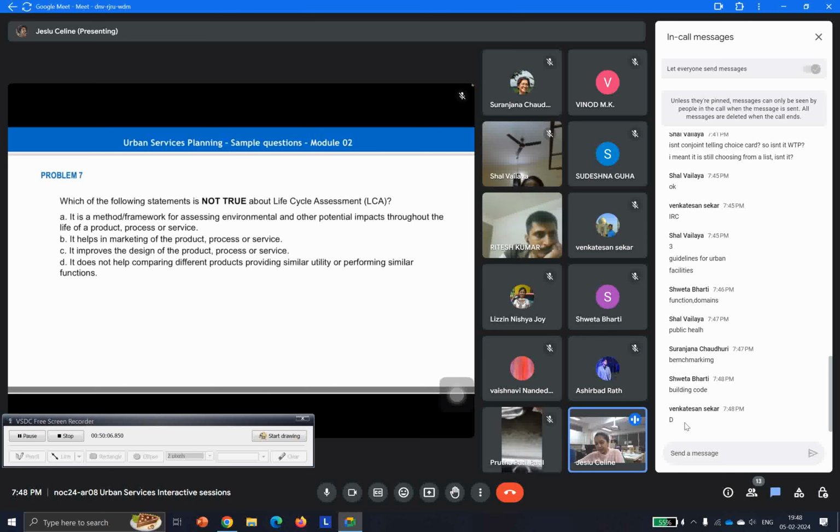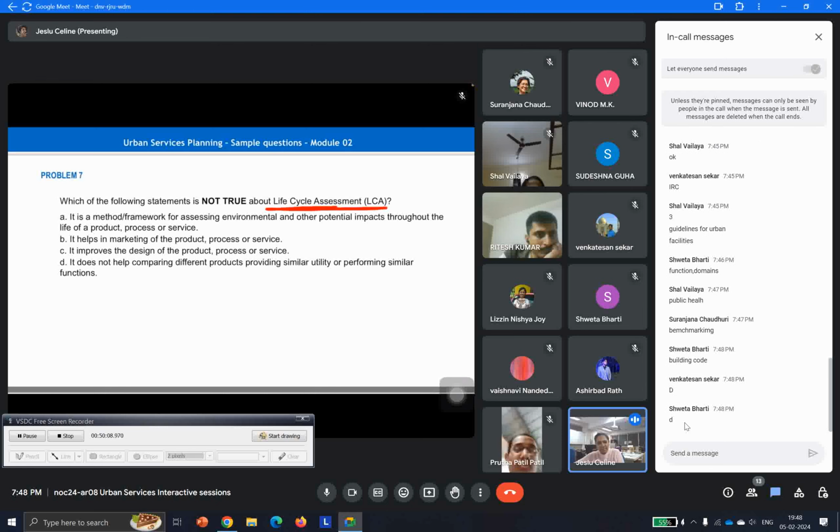So we are talking about life cycle assessment. What is life cycle assessment? Okay, a lot of people have answered it again. Life cycle assessment, from the name itself, for the overall life cycle, you're assessing the impact that this service or facility that you're providing has. This is not just in terms of facility or services. This is a common term used in other areas also.